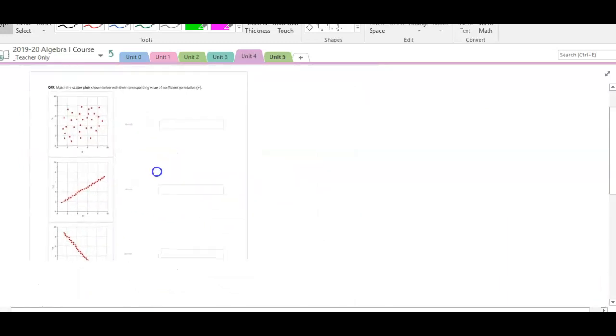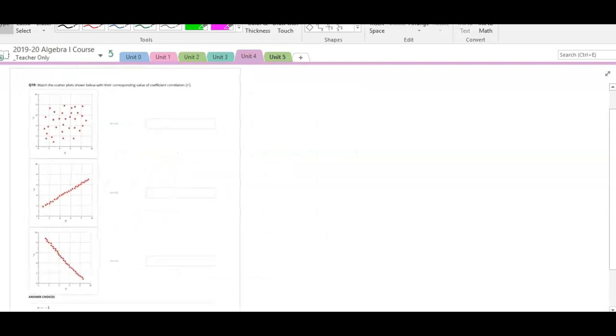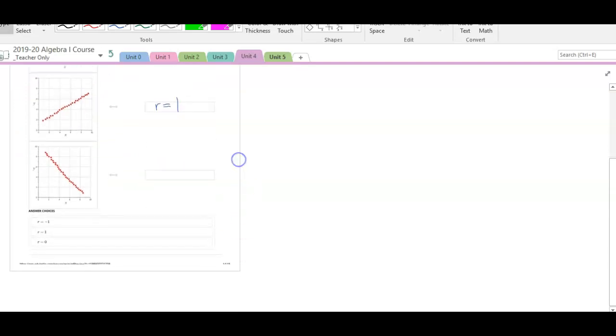Let's match the scatter plots with their correlation coefficient. The correlation coefficient is basically a description of how nice of a line these points make. If it's a positive correlation, the points will make a positive slope. If it's negative, they will make a negative slope. So for the first one, this would be no correlation. I can't tell if they make a positive trend or a negative trend. Here, they're pretty much in a straight positive line, so r equals 1. And this would be r equals -1. Remember, we're just using these answer choices.